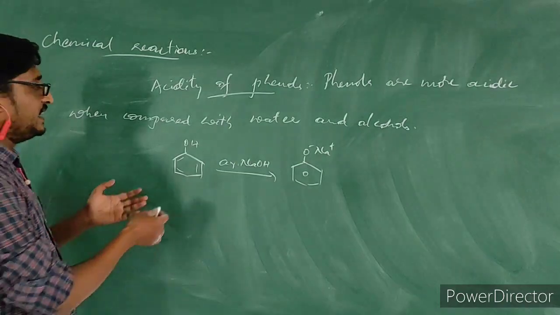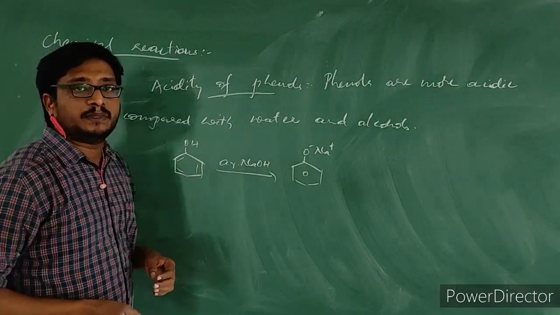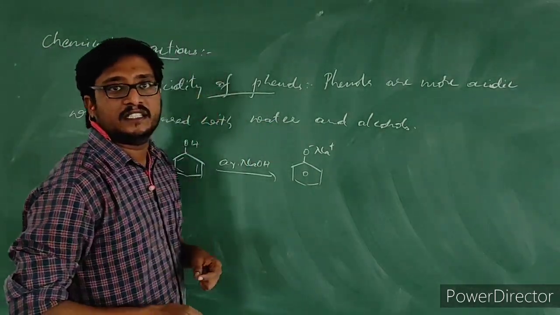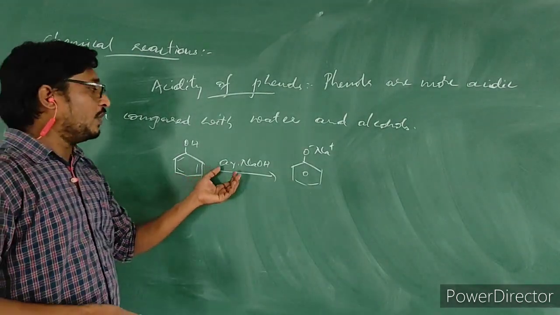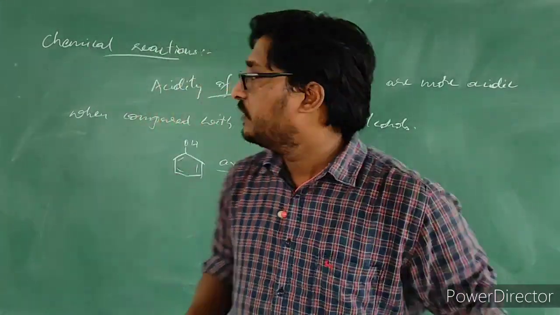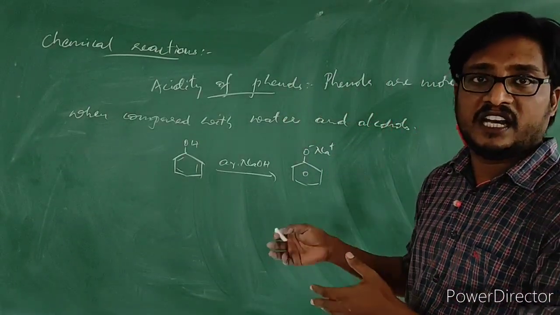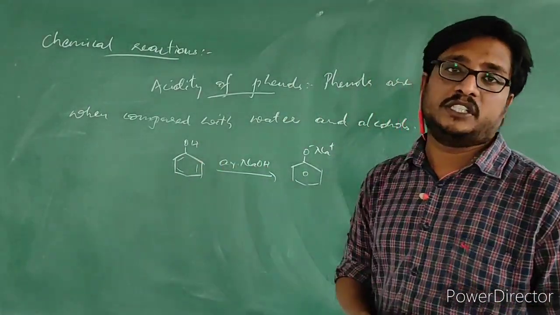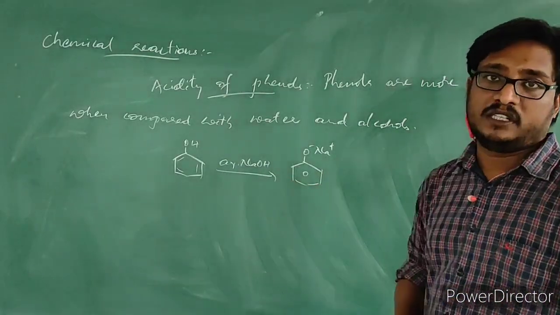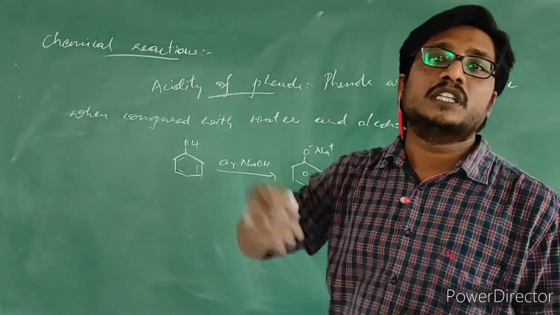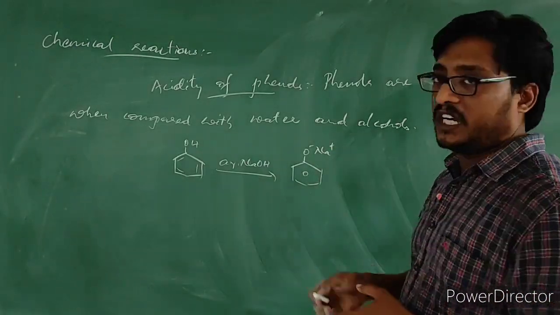From this reaction, whenever we are using aqueous sodium hydroxide, phenol is liberating the H plus ion to form this sodium phenoxide. Here phenol is the one giving out the H plus ion, although there are water molecules in this aqueous sodium hydroxide. Since it is more acidic when compared with water, it is giving out the H plus ion. So this reaction indicates that phenols are more acidic when compared with water. We know that water is more acidic when compared with alcohols. So from this you can understand phenols are more acidic when compared with water and alcohols.